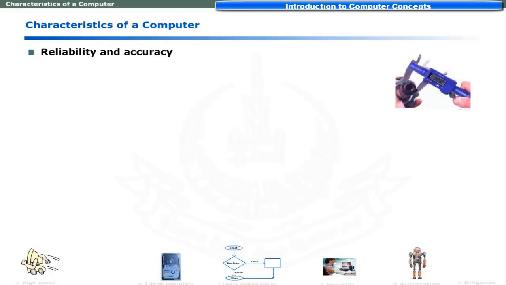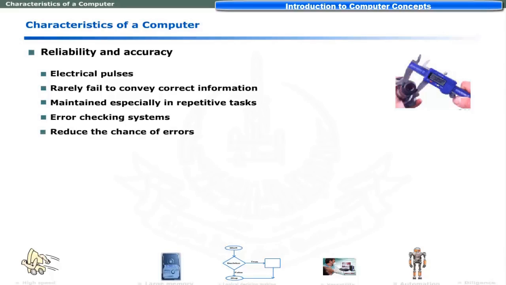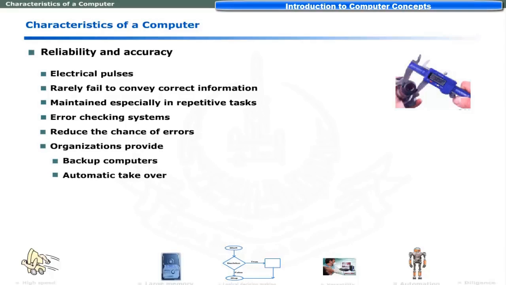High accuracy and reliability is because a computer works on electrical pulses that rarely fail to convey correct information. The reliability of computers is maintained, especially in repetitive tasks. Further, the error-checking systems are built in the computer to reduce the chance of errors. Organizations provide backup computers that automatically take over in case the main computer fails. Recovery systems are implemented to further strengthen the reliability of data.